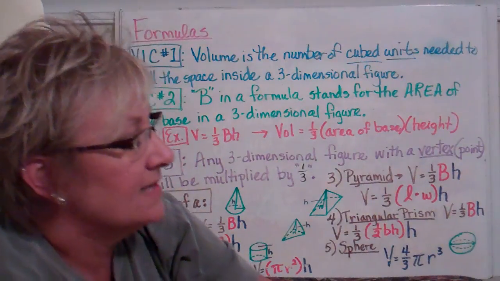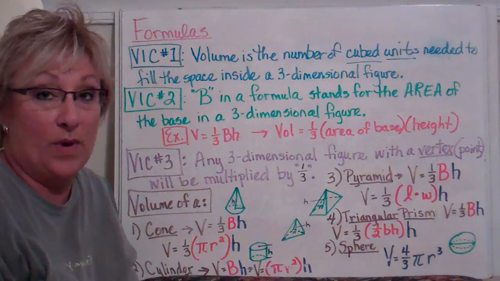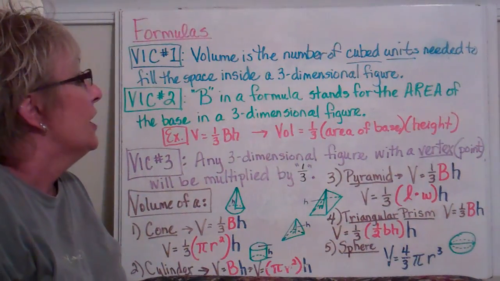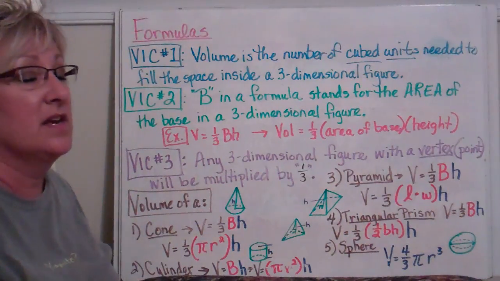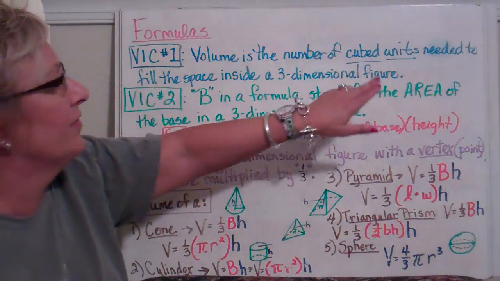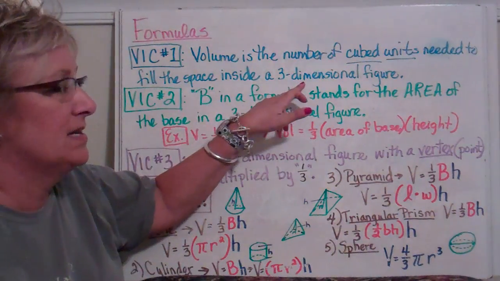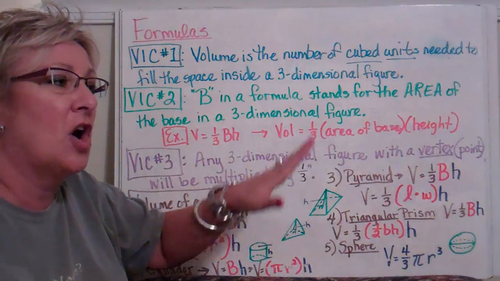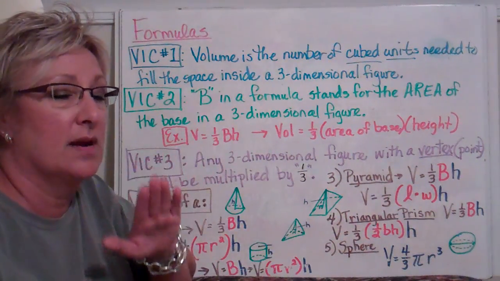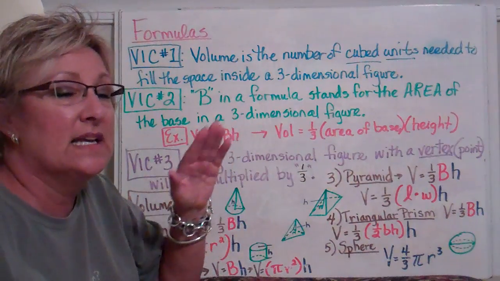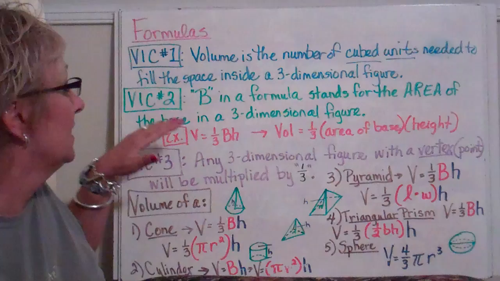All right, let's look at some formulas. First, we have some very important concepts to look at before we get into the formula piece. The very first important concept is volume. Volume is the number of cubic units needed to fill the space inside a three-dimensional figure. Remember, when we're talking about area, we're talking about square units. When we're talking about perimeter, we're just talking about units. Now that we're getting into volume, you're talking about cubic units.